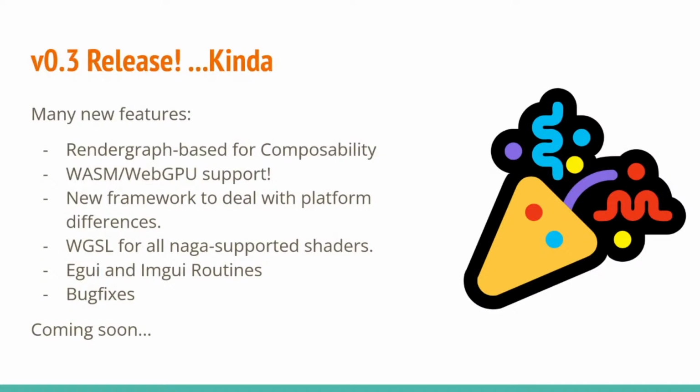We now use WGSL for all our shaders that can be parsed by Naga. We still write in GLSL, but we now convert from GLSL to SPIR-V using GLSLC, and then we use Naga to convert that from SPIR-V to WGSL. We have built-in egui and imgui support, and tons of bug fixes, as always.